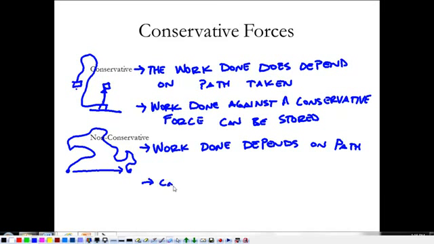Also, a non-conservative force cannot store work at all. It's gone. If I do work against friction, I lose it. If I do work against gravity, that thing's going to fall back down. I get it back.